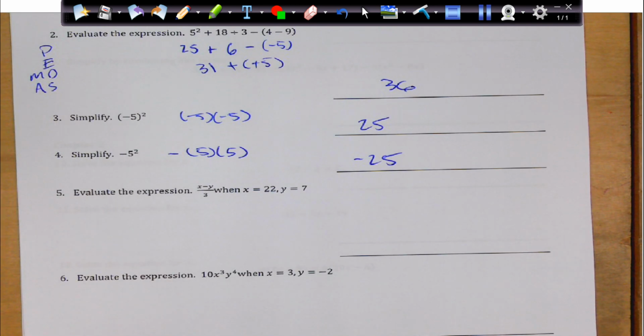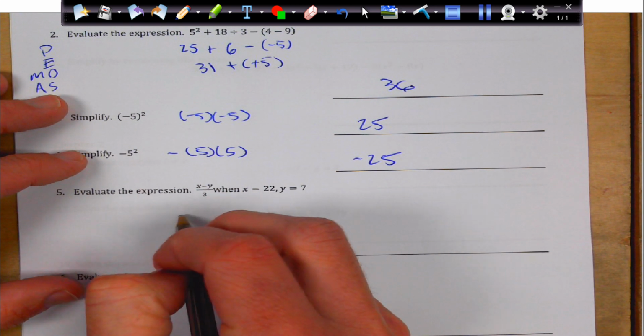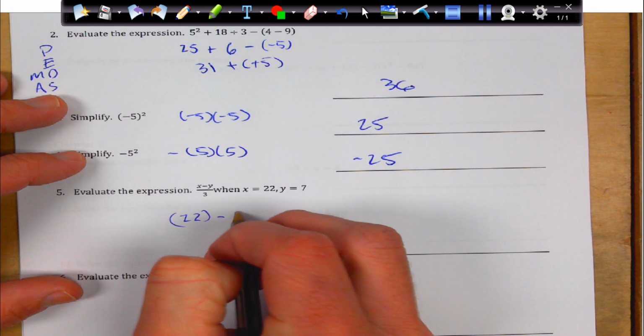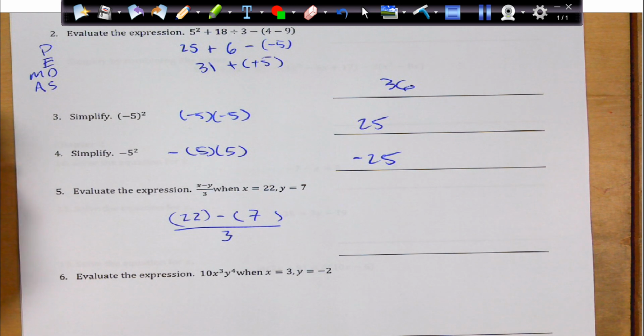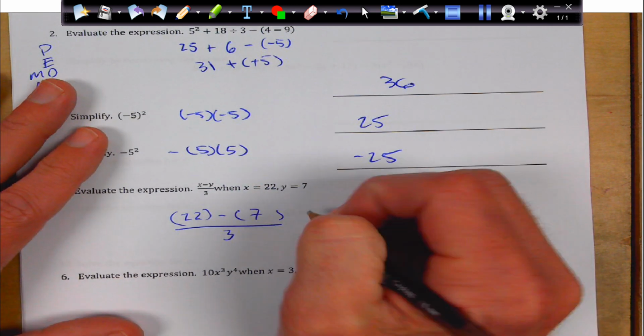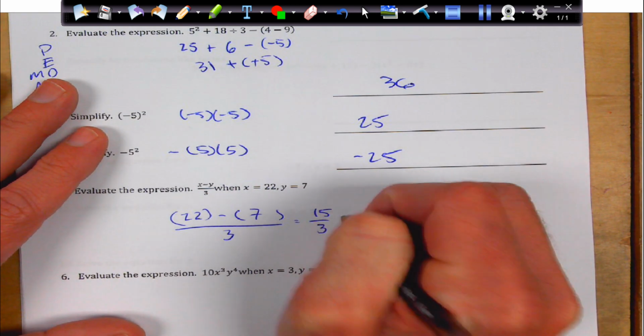All right, here we just plug in. So instead of x, we're going to plug in 22. And instead of y, we're going to plug in 7 and then divide by 3. And so we just do 22 minus 7, which is 15. And 15 divided by 3 is going to give me 5.